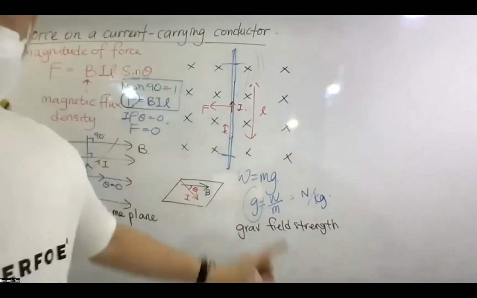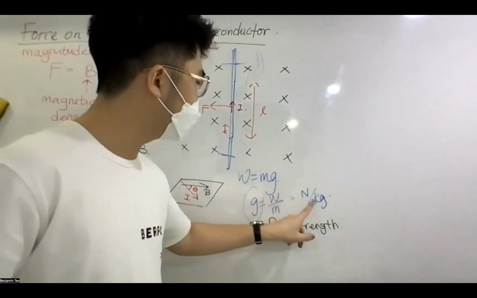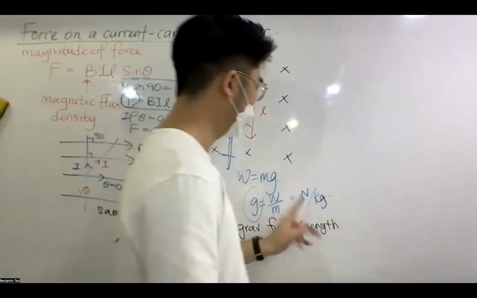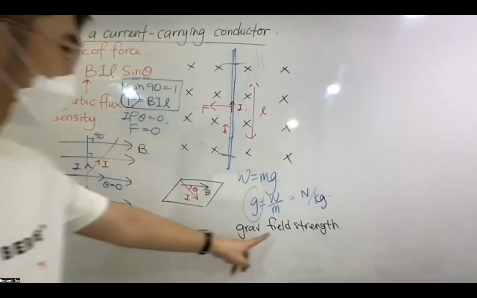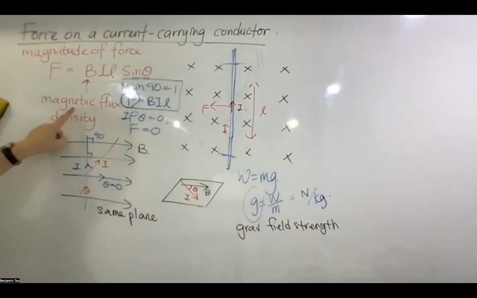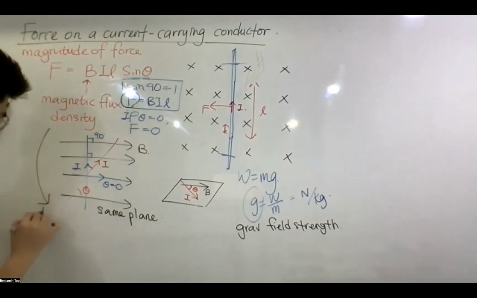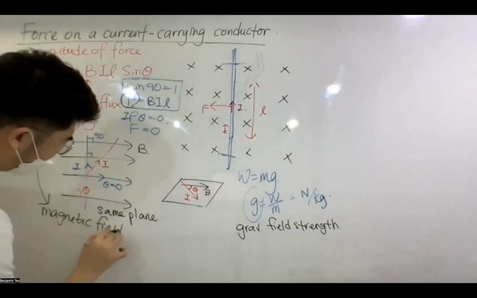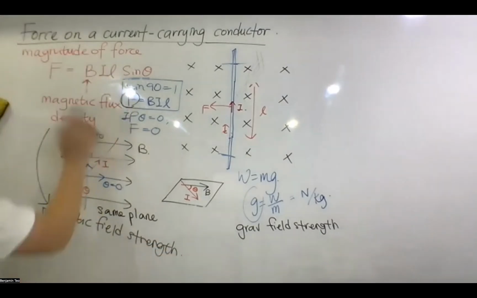But they define that how strong is measured by how much force per kg. That is the gravitational field strength. For the magnetic flux density, this is like magnetic field strength. Think of it like magnetic field strength. It's just a technical word here.